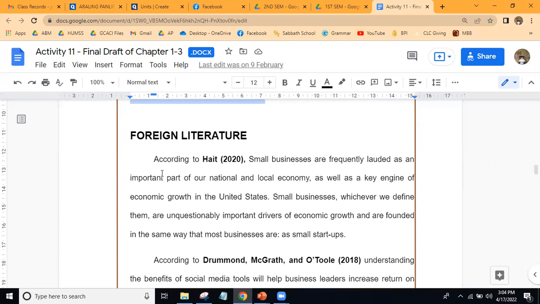Okay, so sa foreign literature, of course, ang kukunin yung mga author ay foreign, no? Mga hindi Filipino. Foreign literature. According to Height ng 2000, small business are frequently lauded as an important part of our national and local economy. Yan. So you're going to what? To recognize din. Recognize them. Yun yung ating binabanggit nung nakaraan, no? Proper citation. No? Dapat ay nare-recognize yung mga nagsalita niyan or nagsulat niyang mga literature na yan.